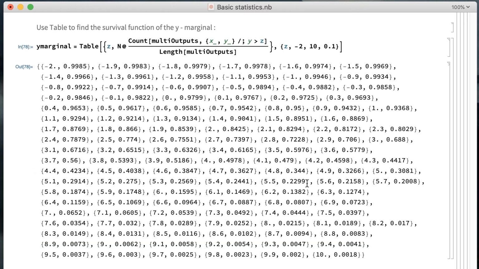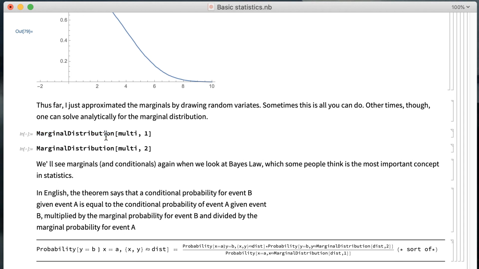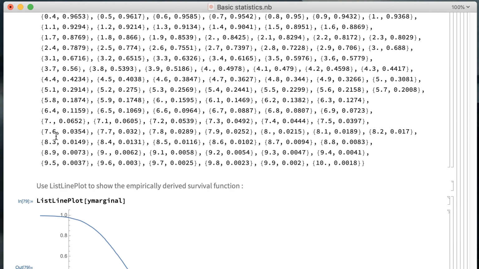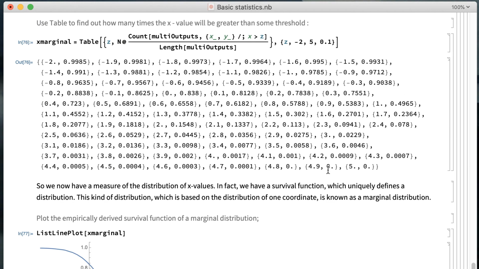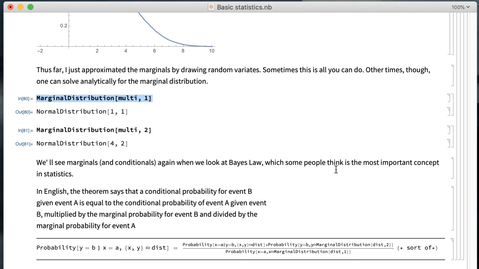And so really what I just did is a crude way, a simulated way, of getting the marginal distributions. Wolfram understands, hey, there are better ways of doing this, and so you can ask for the first marginal of the distribution and the second marginal of the distribution. And it's not a coincidence that the first marginal has a mean of 1 and a standard deviation of 1, and the second marginal has a mean of 4 and a standard deviation of 2. And so there's a relationship between the marginal distributions and the joint distribution. We are going to see marginal distributions and conditional distributions again when we look at Bayes' law, which some people think is the most important concept in statistics, and I might in fact be one of them. So this is why I am introducing you to conditional draws, marginal distributions, and joint distributions right now.